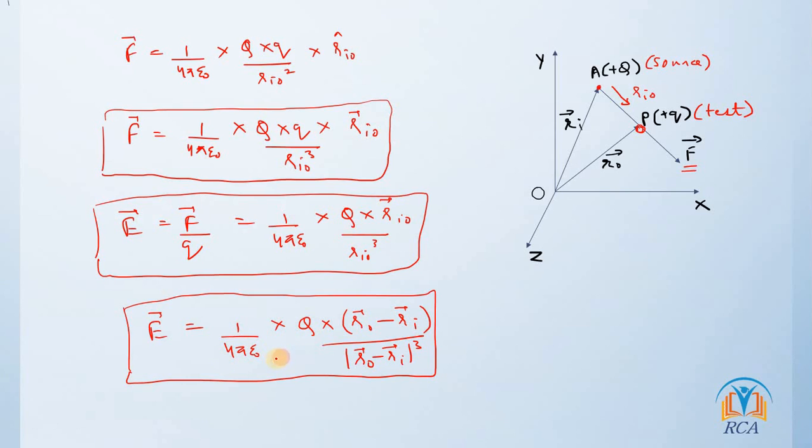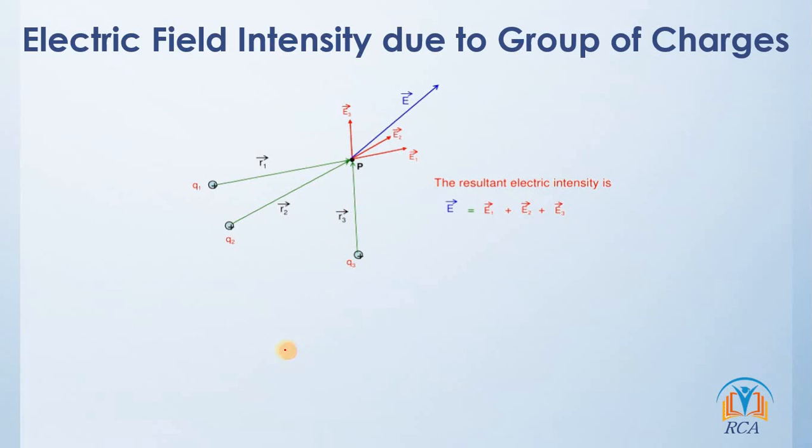Do we all understand that thing? Make sure if you do not understand that thing, just pause the video, rewind the video and understand the concepts again. The next thing that we have is electric field intensity due to a group of charges.